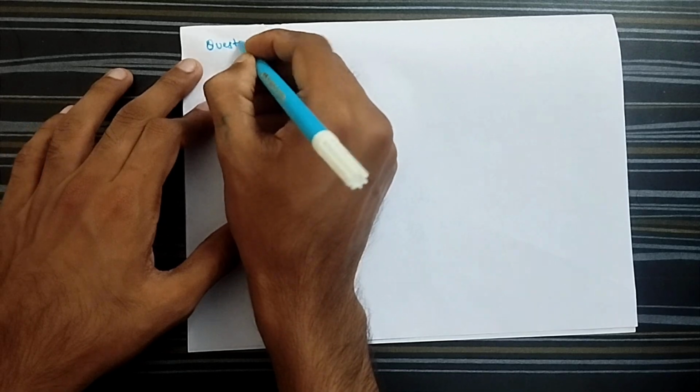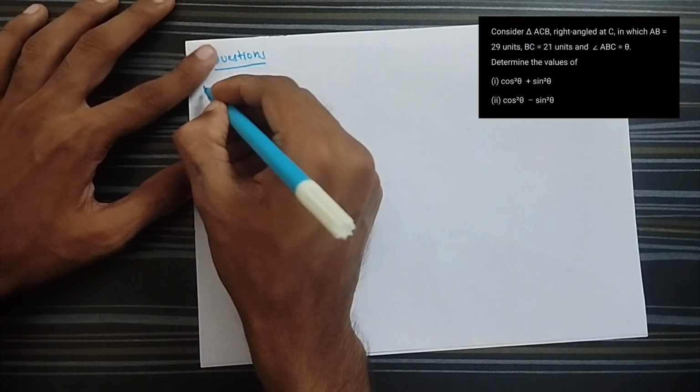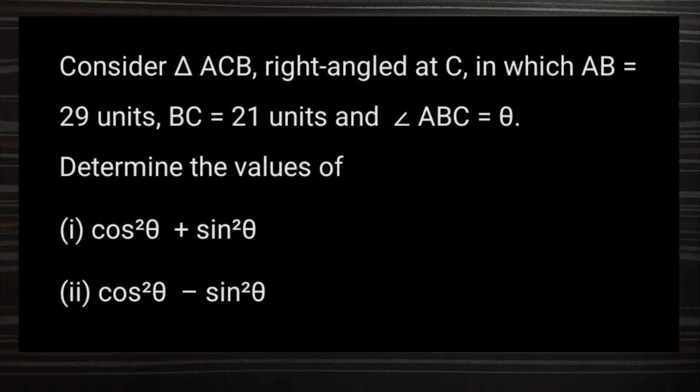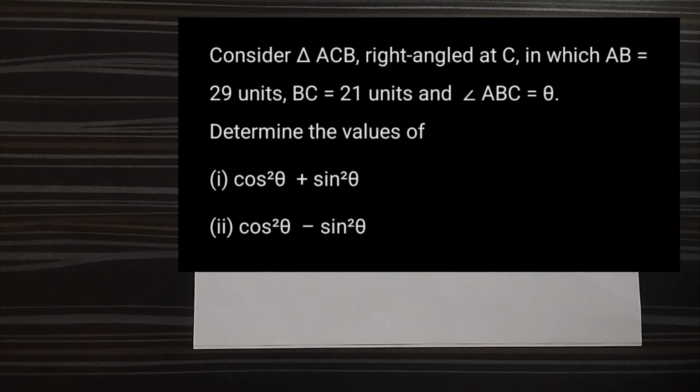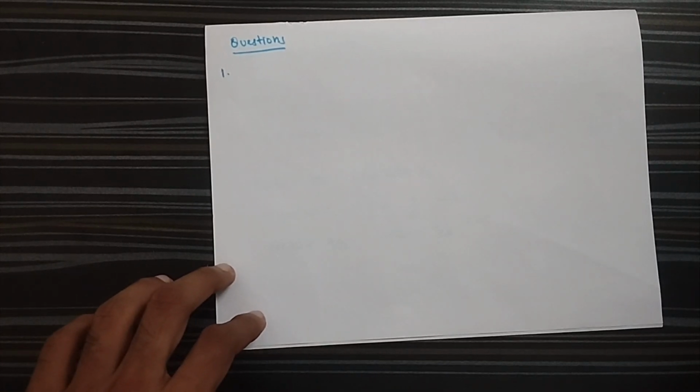Some questions to revise what we have learned so far. I'm pretty sure it will not be too hard. First question, I'll read the question. Consider triangle ACB, right angled at C, in which AB is equal to 29 units, BC is equal to 21 units, and angle ABC is equal to theta. Determine the values of number 1, cos square theta plus sin square theta. Now we know this is an identity, so it has to be 1, but we have to actually prove this. We cannot use the identities here.